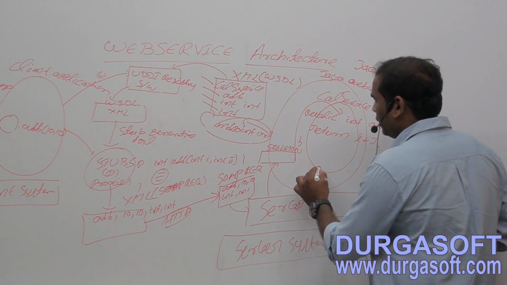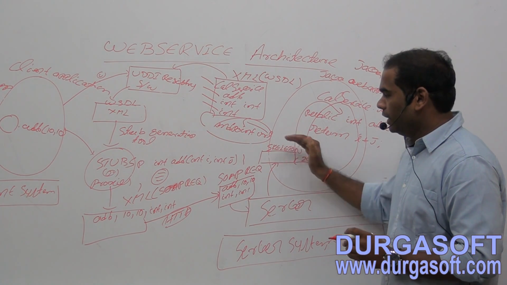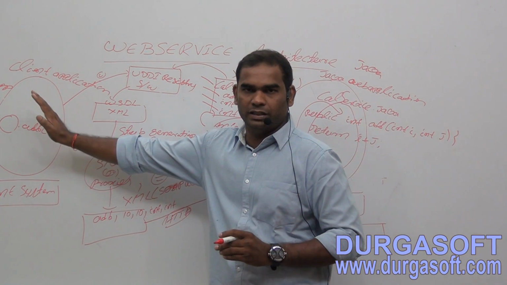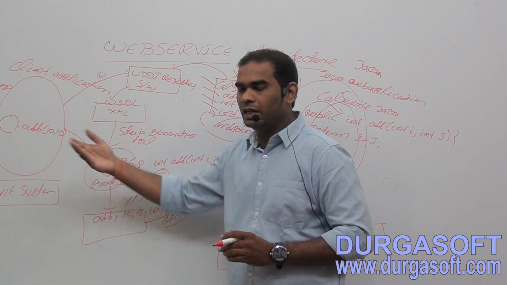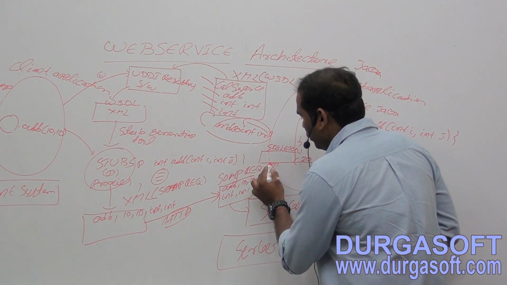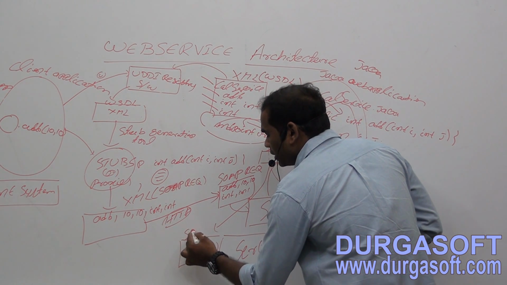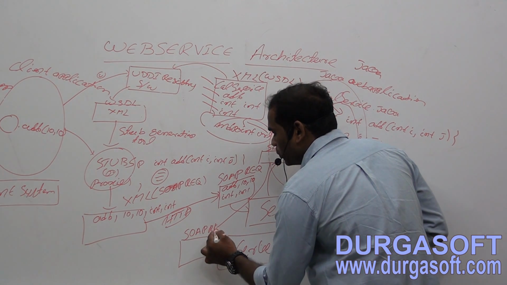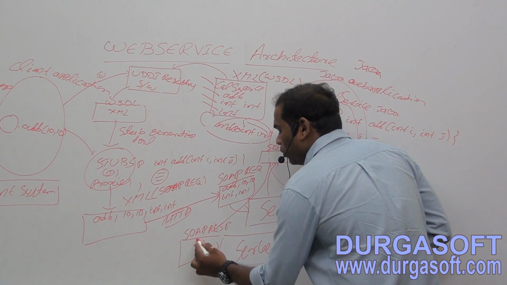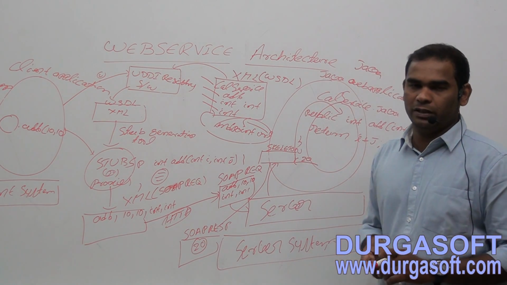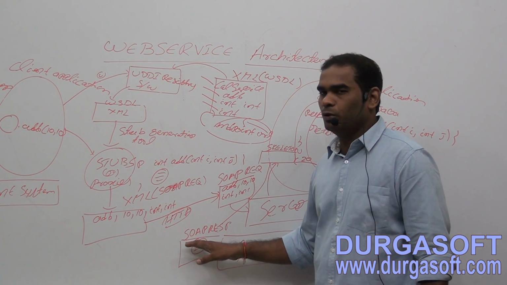Now the skeleton will get the return value as 20. Now this 20 needs to be sent to the client location. How will the skeleton send this return value? Again the skeleton will prepare one XML document. That XML document is called a SOAP response. In this SOAP response, it will store the service return value. Why is the skeleton preparing this SOAP response?